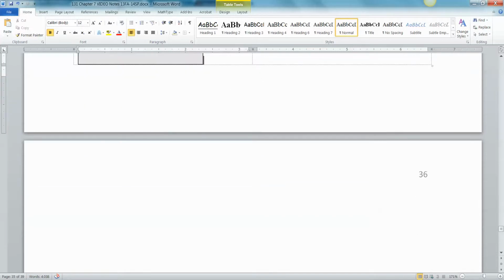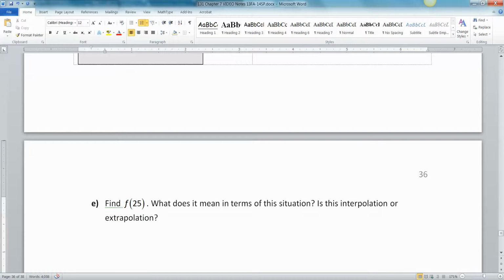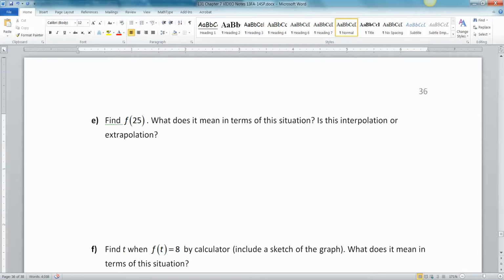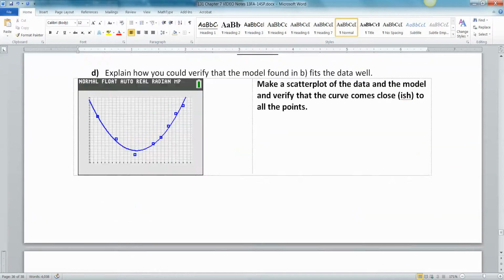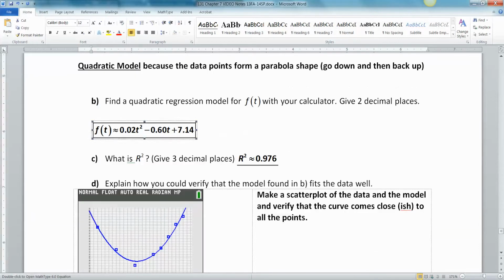All right, we're done with that portion. Now what? Now we need to find f of 25 and explain what it means. And there are our favorite words again, interpolation or extrapolation. All right, f of 25. So let me grab this.